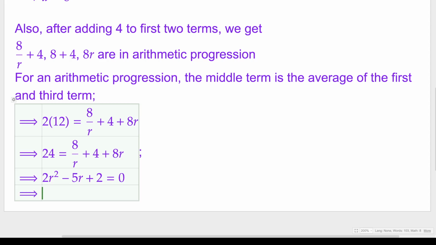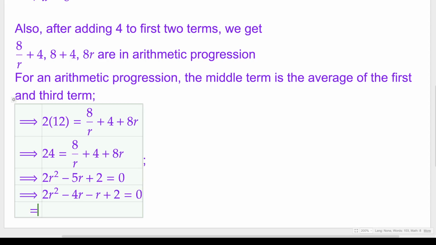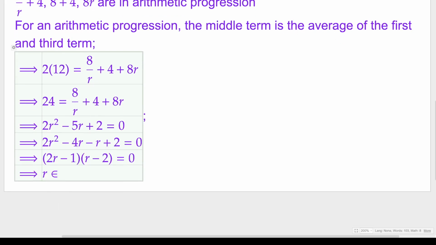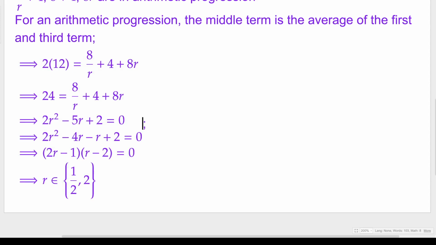On resolving this further, I get 2r square minus 4r minus r plus 2 equals 0. From this we can clearly observe this can be written as 2r minus 1 times r minus 2 equals 0. On resolving this for r, I get the roots 1 over 2 and 2. At this point 1 over 2 is one of the answers, and 2 is also one of the answers.